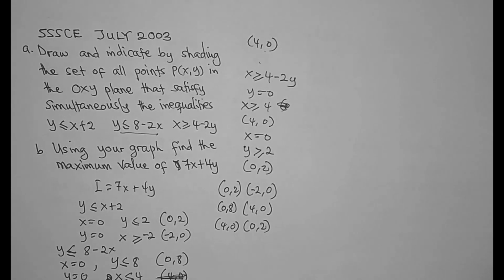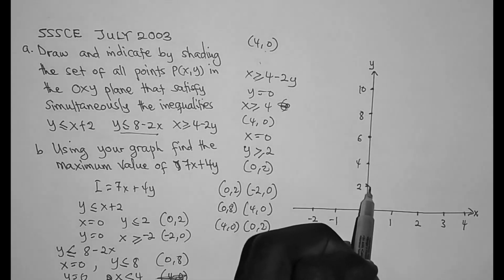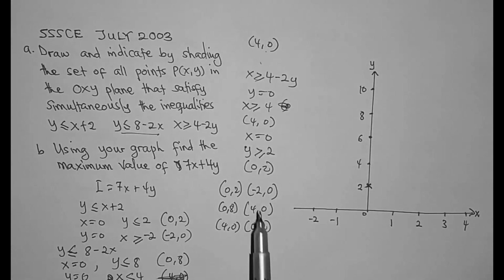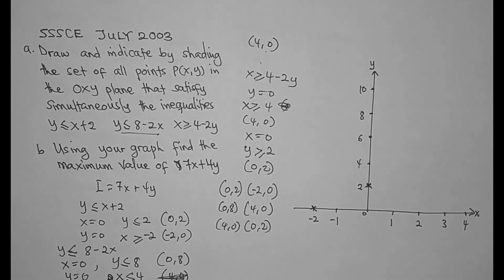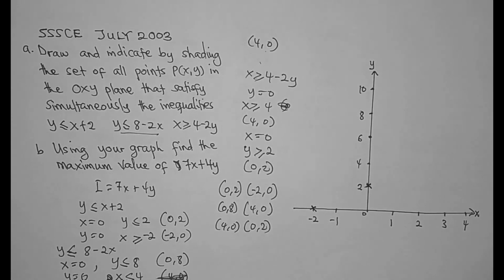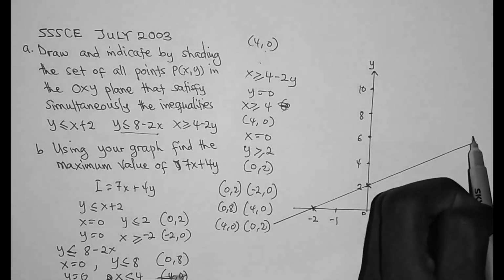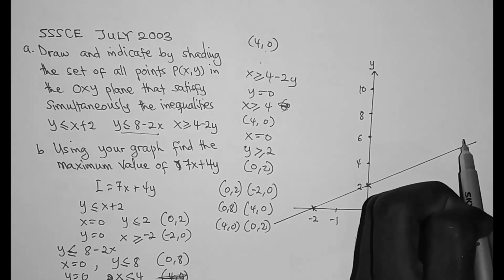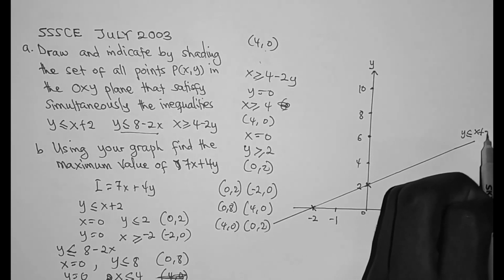So let's go ahead and sketch this graph. We have the point 0, 2. So 0, 2 is here. We have negative 2, 0. This point is negative 2, 0. So let's join the two. So the equation of that line is y is less than or equal to x plus 2.